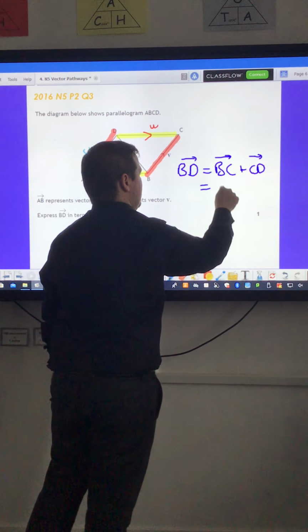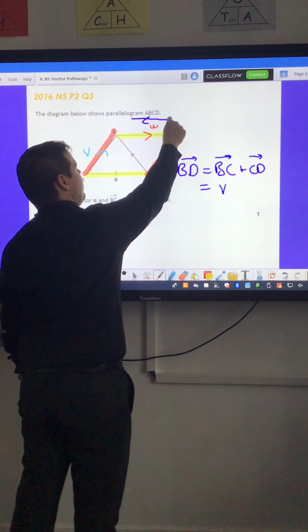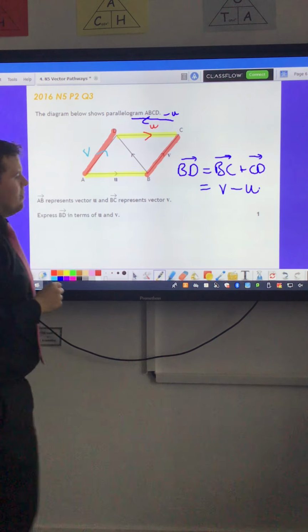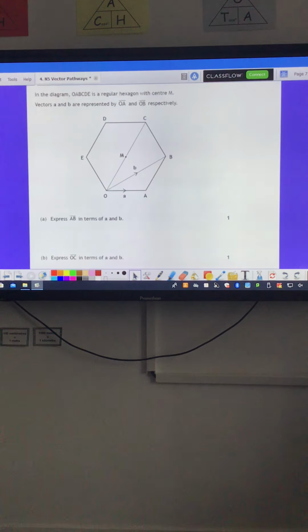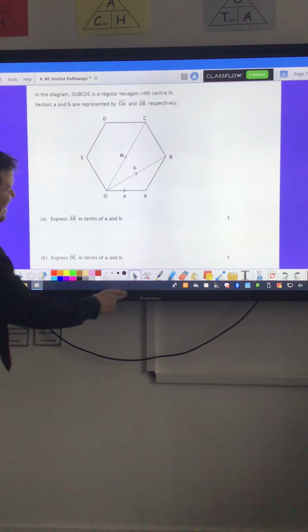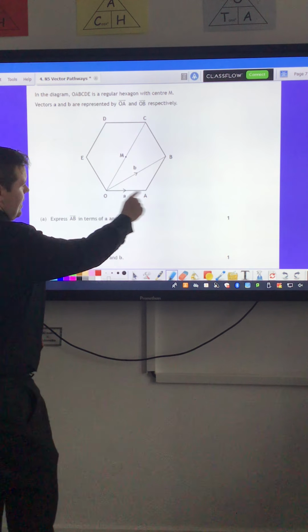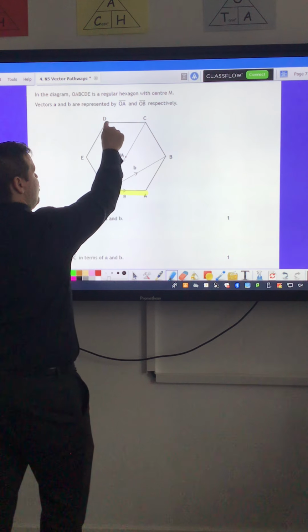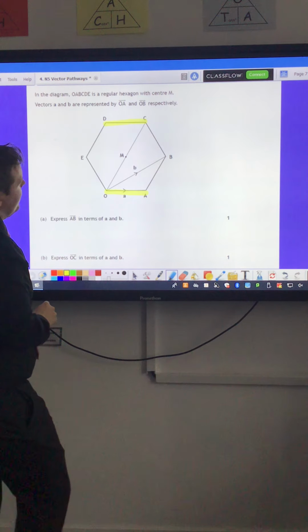Now that is V, but I'm travelling back along that way, so it's going to be V minus U for your mark. Right, let us look at this one here. So again, same idea. What do I know? Well, I know that this flat vector OT is vector A, so that's A. So is that up there.